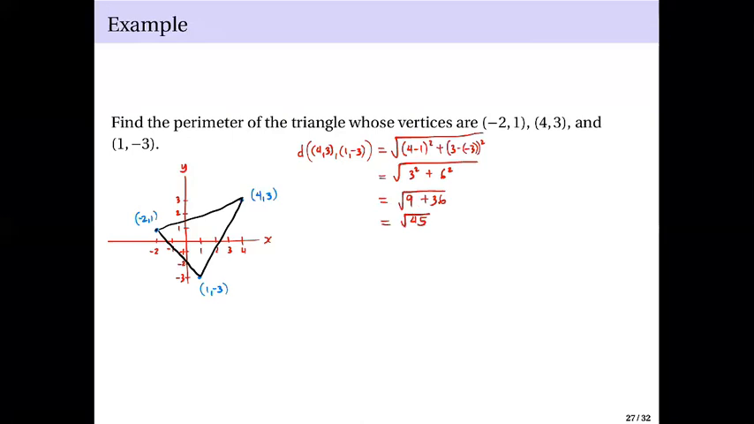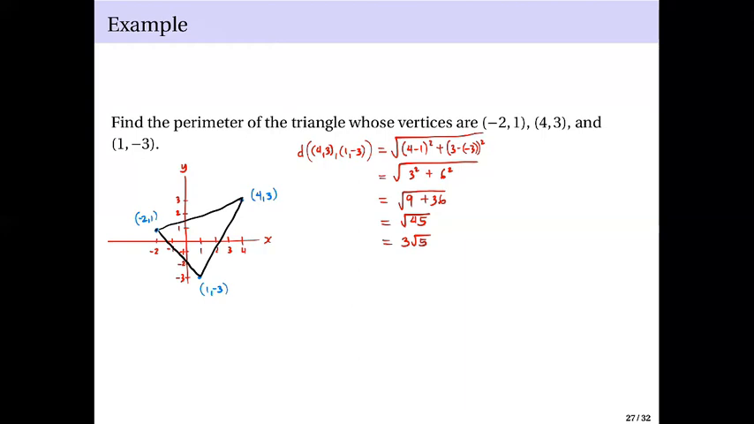Okay. And this guy here, try to check that this 45, it's 9 times 5. And we take the square root. So this is 3 square root of 5. Okay, so try to check that one.